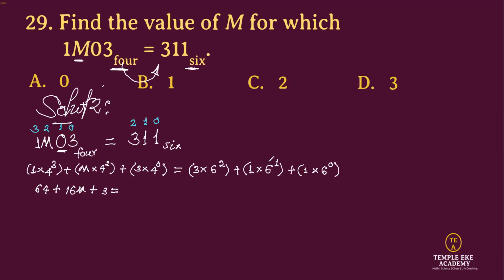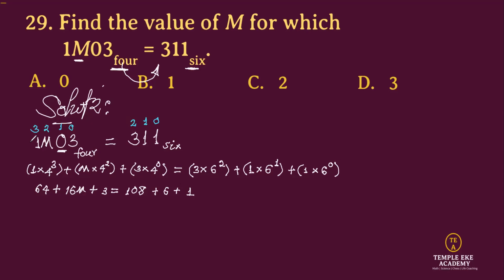Now, we evaluate on the right-hand side, starting from the powers once again. 6 to the power 2 gives us 36. 36 multiplied by 3 gives us 108. Plus, next area, 6 to the power 1 gives us 6. That 6 multiplied by 1 is still 6. And finally, we have 6 to the power 0, which is 1, as explained, according to the law of indices. And that 1 resulting here, multiplied by 1, gives us 1.